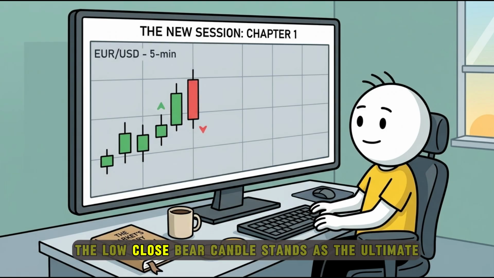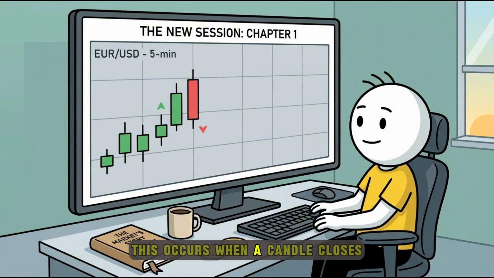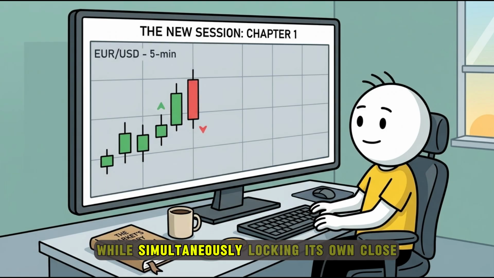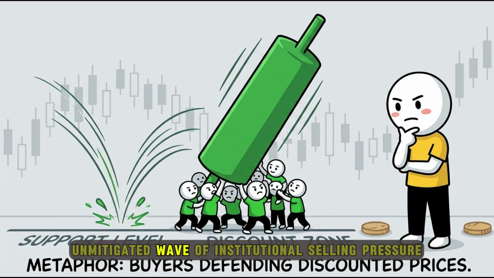Finally, the low close bear candle stands as the ultimate, undisputed heavyweight champion of bearish destruction. This occurs when a candle closes completely below the previous bar's low, while simultaneously locking its own close in the absolute bottom third of its range. It signals an overwhelming, unmitigated wave of institutional selling pressure that is completely flattening every single buy order in its path.